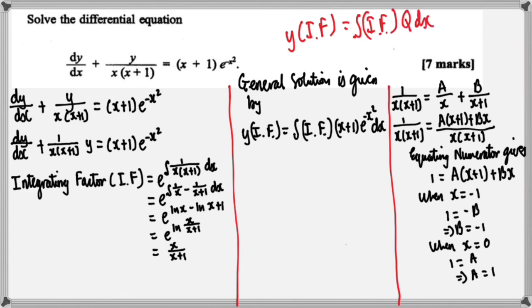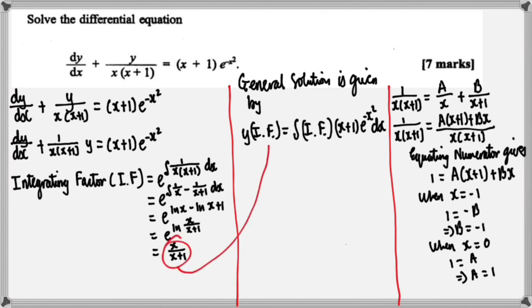So y times the integrating factor is equal to the integral of the integrating factor times q with respect to dx. And we know q is this guy here. Remember? So that's why we have this here. That is basically it. All we need to do now is replace what we found the integrating factor to be here and here. So we will be taking the integrating factor and substituting it here and here.